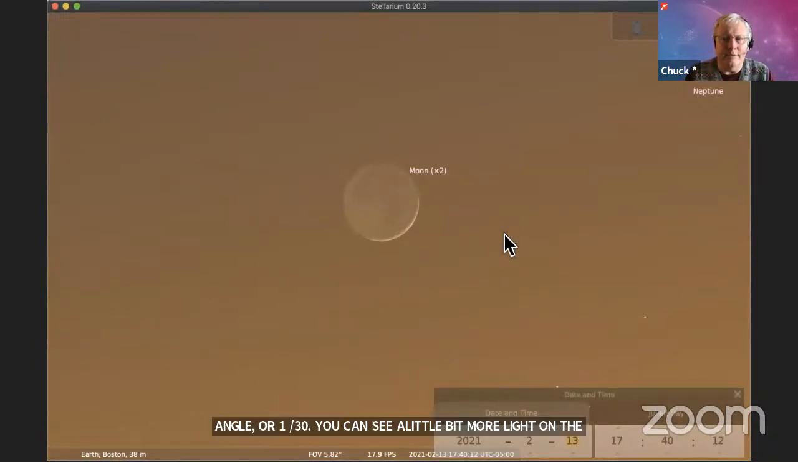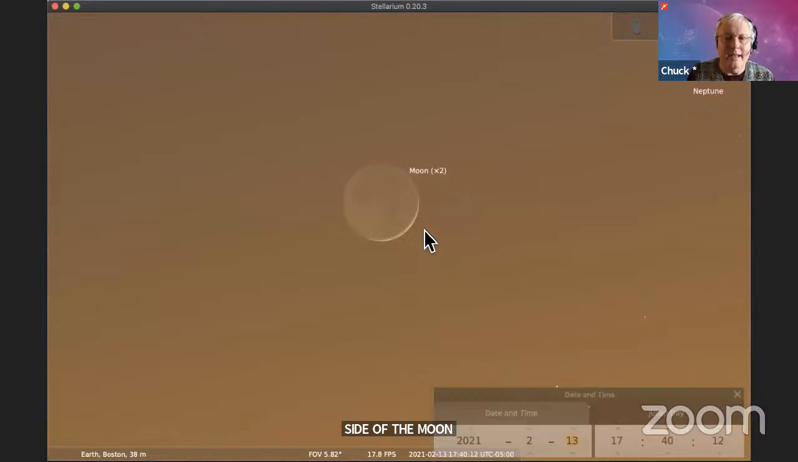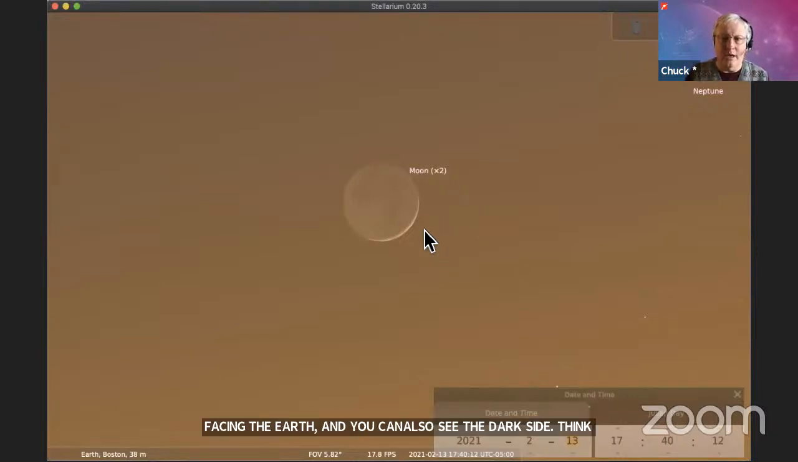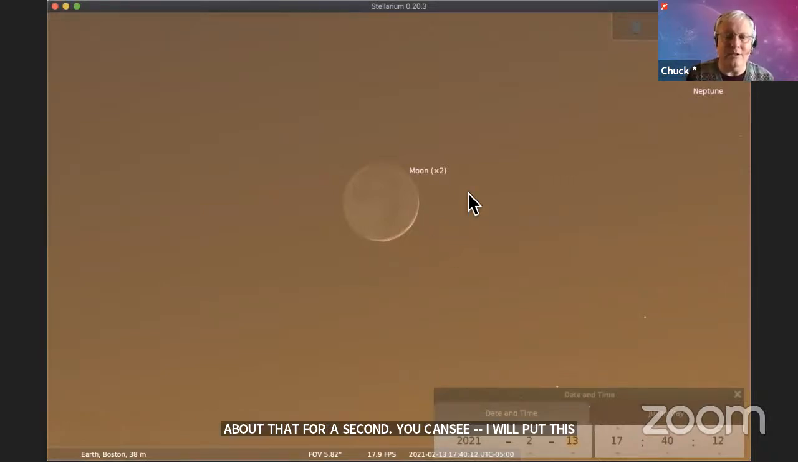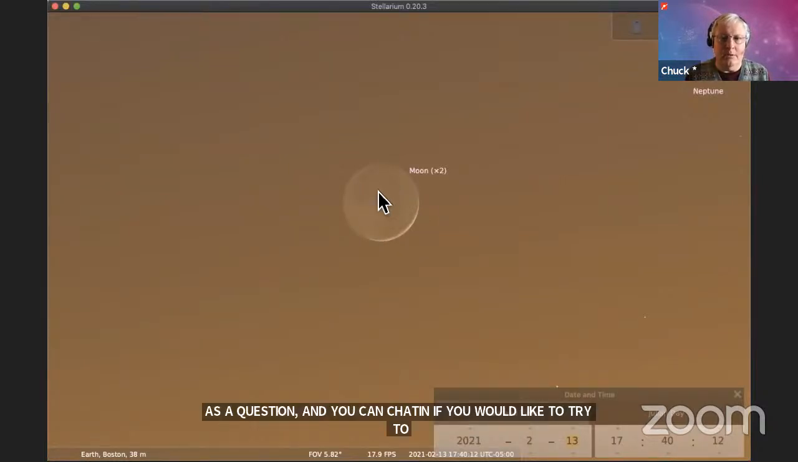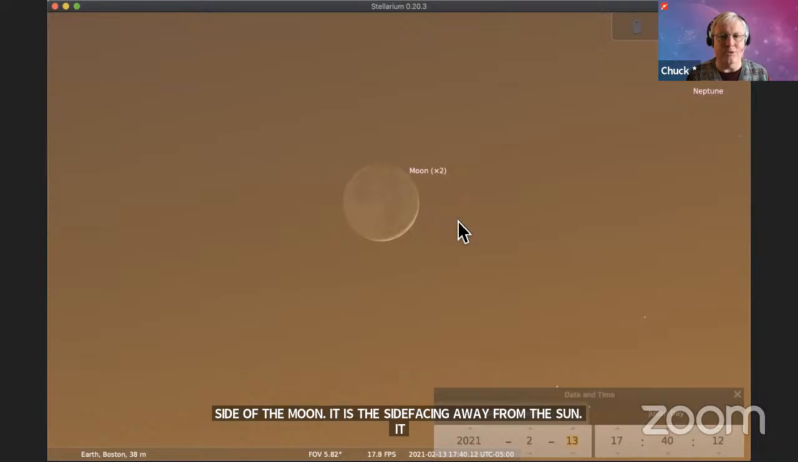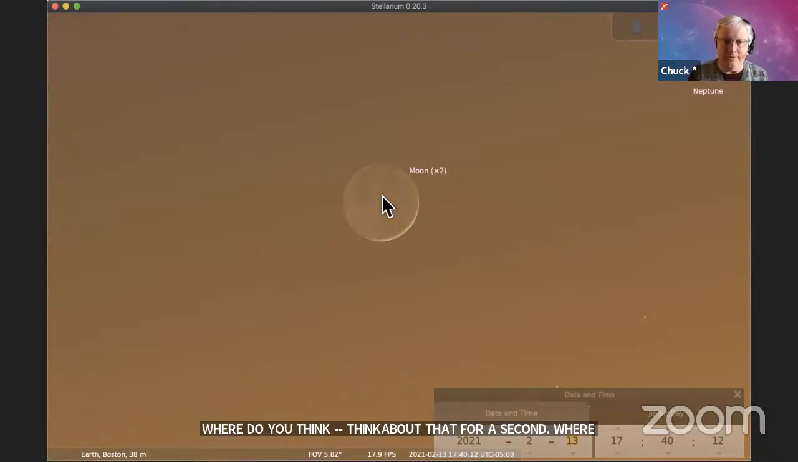Now think about that for a second. I'm going to put this as a question, and you can chat in if you like to try to answer it. You can see where the sunlight is shining, of course, on the moon, but there's no sunlight shining on this side of the moon. It's the side facing away from the sun. It should be dark. Where do you think this light is coming from? It's a faint, ghostly light that you'll see when you have a very thin crescent moon. Where do you think that light is coming from if there's no sun on that side?